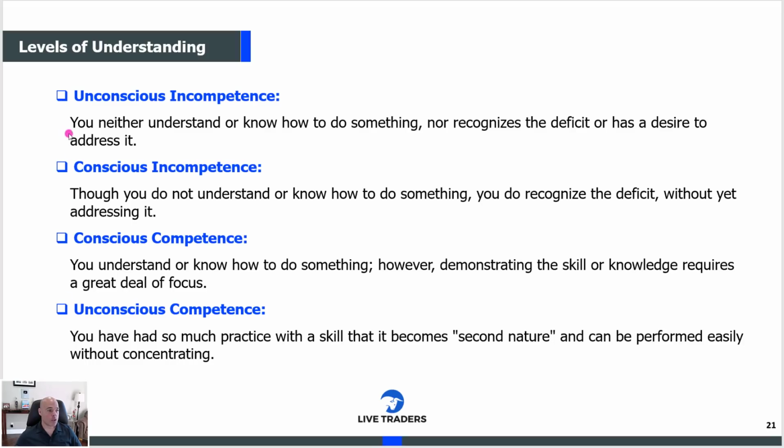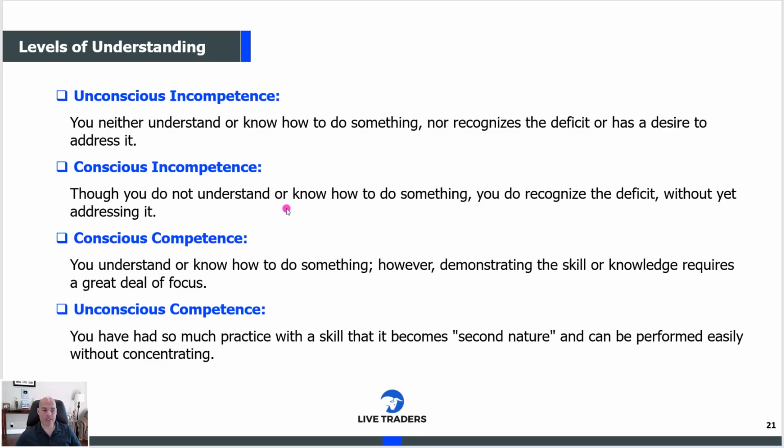Many of you neither understand or know how to do something, nor recognize the deficit or have a desire to address it. Okay? You just don't know. It's like you don't know what you don't know. You're in la la land. This is the ignorance is bliss area. Okay? Then you go down to conscious incompetence.